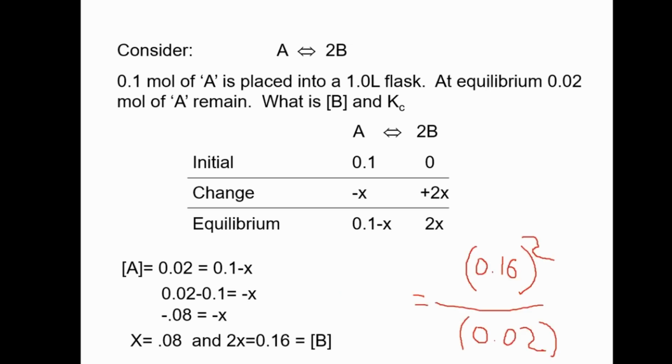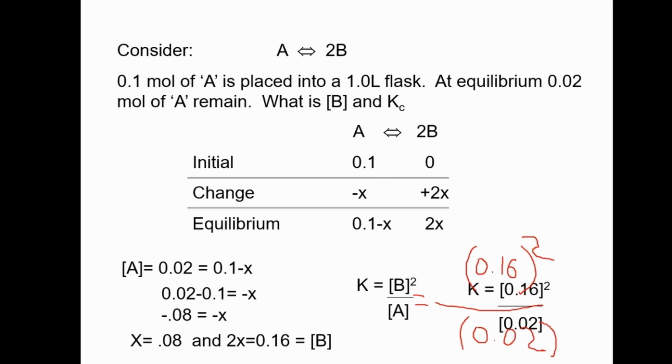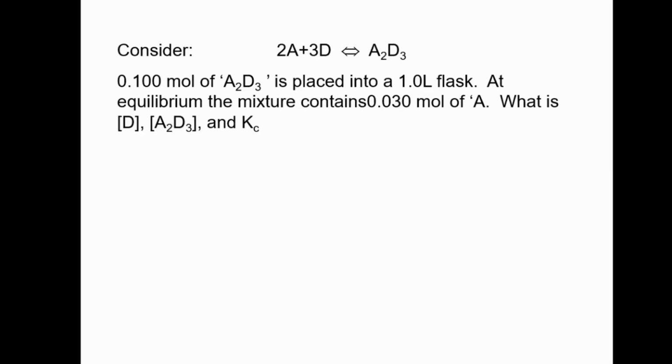What is K? Bet you I do it on the next slide. How boring. 0.16 squared divided by 0.02 equals, that's real ugly. I guess I didn't calculate it out. But my calculator tells me 1.28.